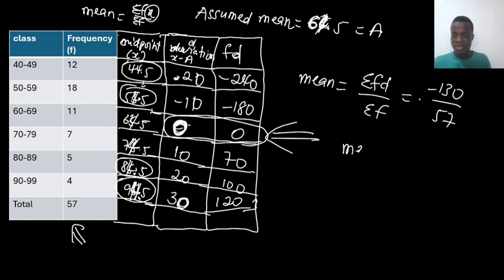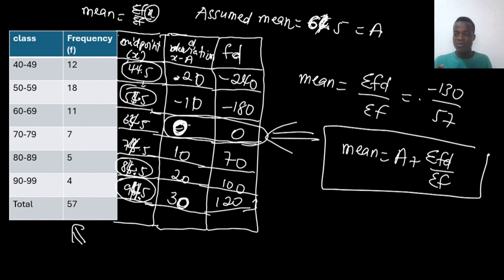So the total mean should be the assumed mean plus sigma fd all over sigma f. This is the general formula for data type 3. I didn't want to give it to you at the beginning because I want you to follow me and understand how it's done and why we get that. So the assumed mean comes back because we need to account for it, since it was ignored in doing the sigma fd over sigma f. So at the end of the day, we need to add that.